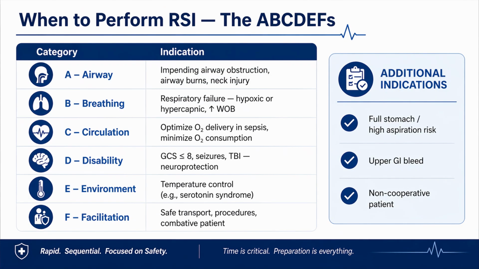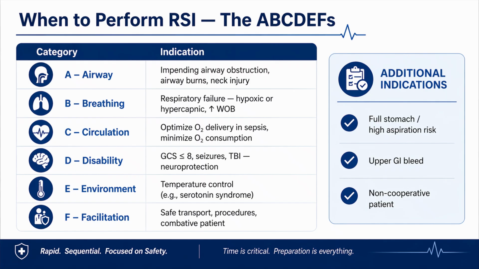Now let's quickly go through the indications of RSI. To remember, we will divide it in the mnemonic ABCDEF. A is for airway obstruction, like burns or angioedema. B is for breathing, that is, severe respiratory failure, hypoxic or hypercapnic, if the patient is exhausted or the work of breathing is very high. C is for circulation, like patients with severe sepsis with shock, which may require airway control to reduce oxygen demand and facilitate resuscitation.